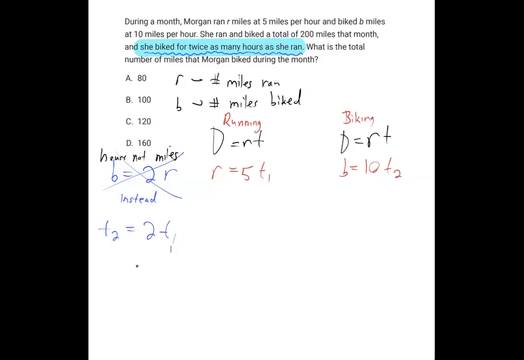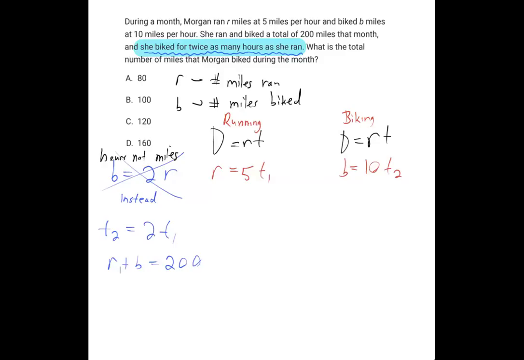And there's another equation. She ran and biked a total of 200 miles. So R plus B equals 200. So what we can say is this is an entire mess of variables and equations. But the rule is actually that if the number of variables equals the number of equations, this can be solved, and this can be solved.